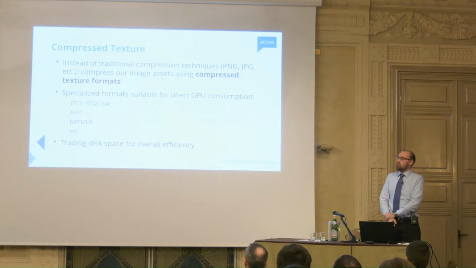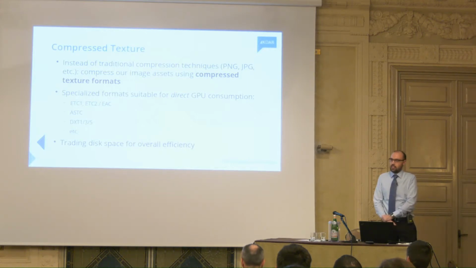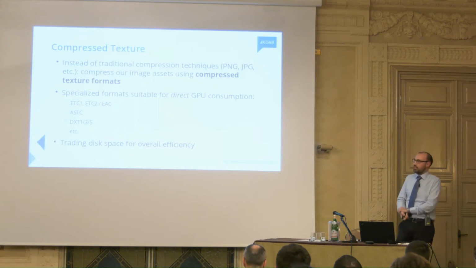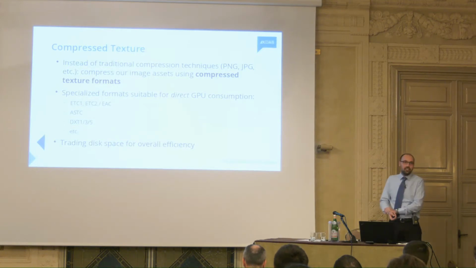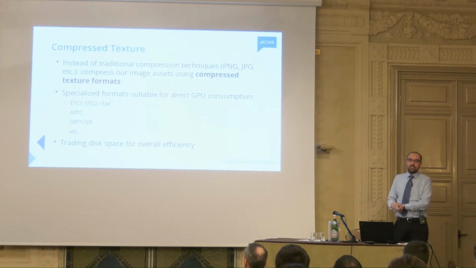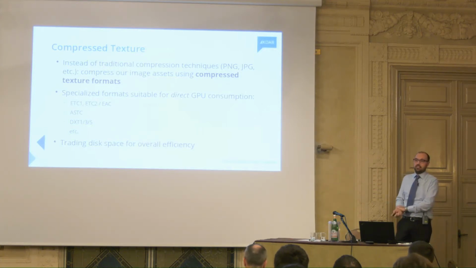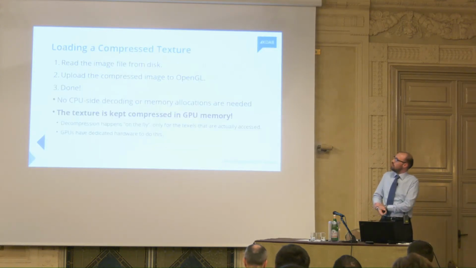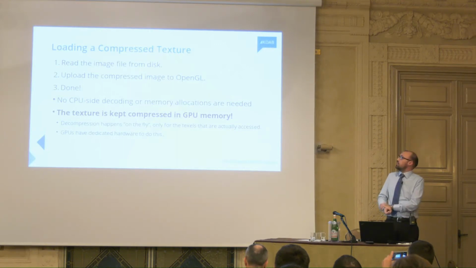We are not going to use file formats such as JPEG or PNG. There are specialized formats called compressed texture formats, which use different compression algorithms. The idea of using these algorithms is that they are suitable for direct consumption by the GPU. You can take a file which contains a texture in one of these formats and give it to the GPU as is. Right? So what happens if I tell QtQuick to load a compressed texture format?